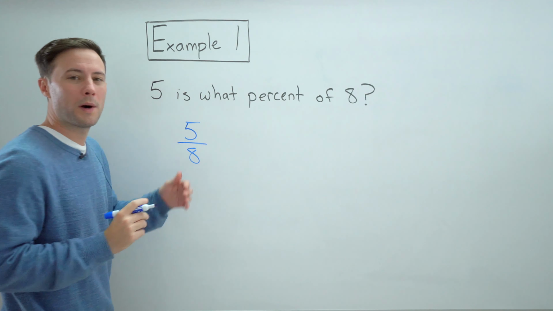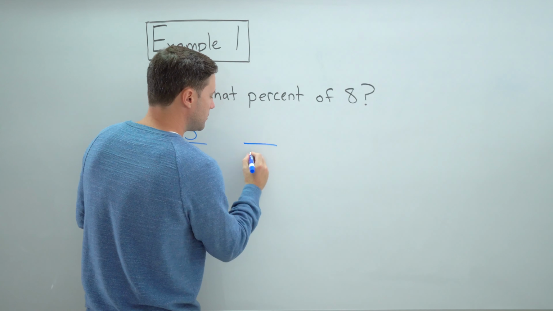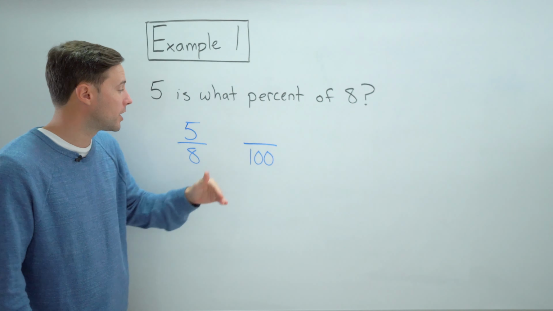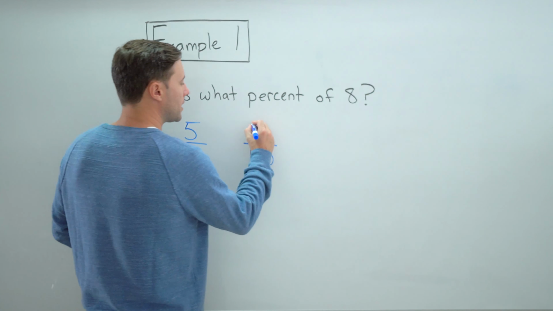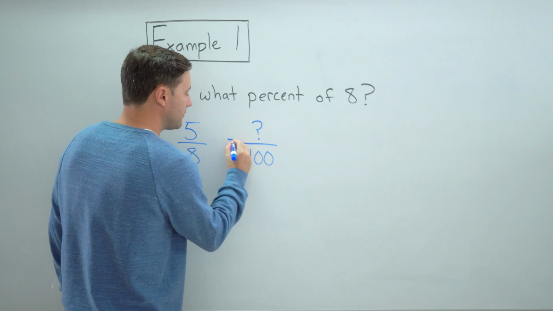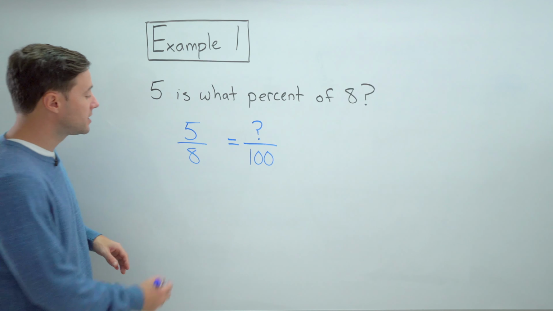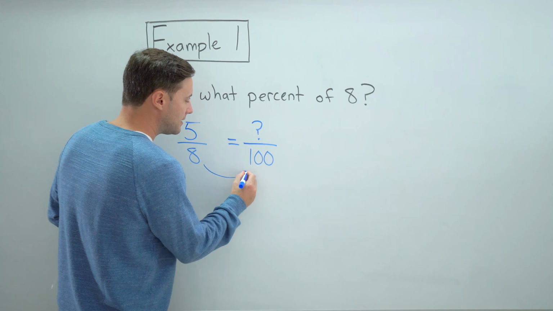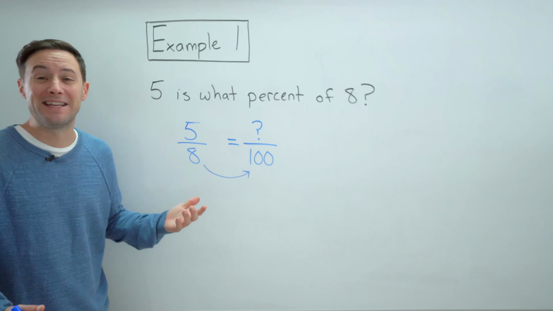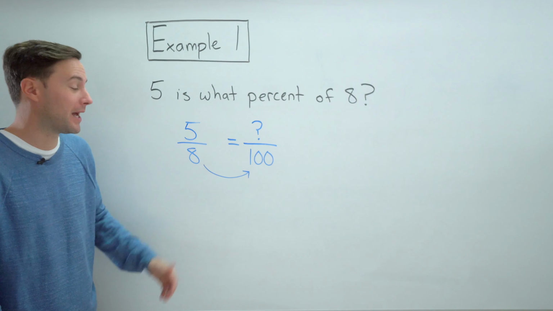And to find what percent that is, well, we know for percent, we need to get to a denominator of 100, right? Percent, per 100. So the question is, well, what is that going to be? And we want these to be equivalent, obviously, because we're trying to find what percent this is. So then the question is, well, how do you get from 8 to 100? Unfortunately, it's not going to be easy. It's not a whole number, right? 100 is not divisible by 8.